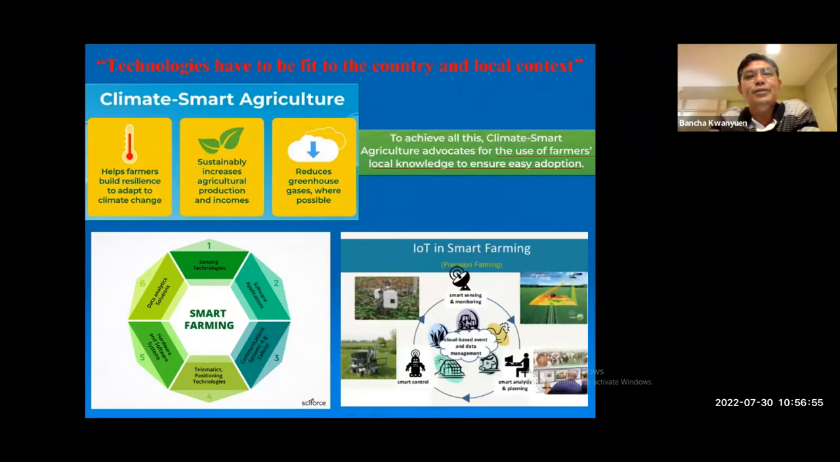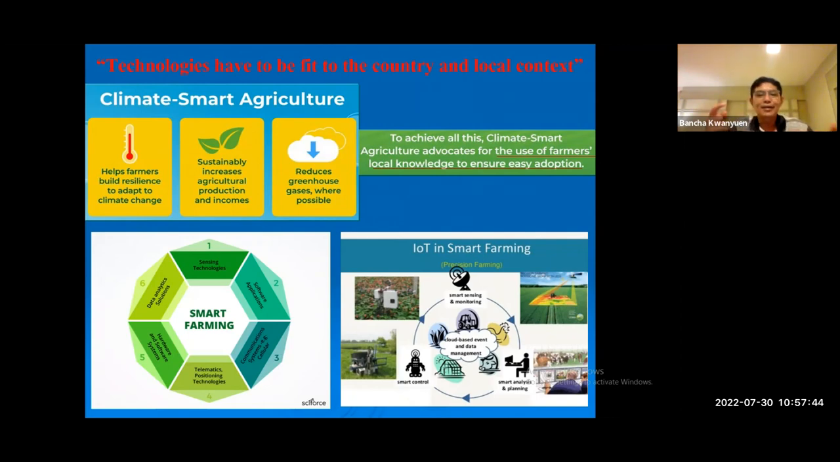What I mean by suitable is that the technology has to fit the country and local context. Of course, everybody would like climate smart agriculture, something to help farmers build resilience to adapt to climate change, sustain agricultural production and income, and reduce greenhouse gases. But to achieve this, farmers importantly have to use local knowledge to ensure the adoption of smart agriculture, and the technology has to be suitable for us.